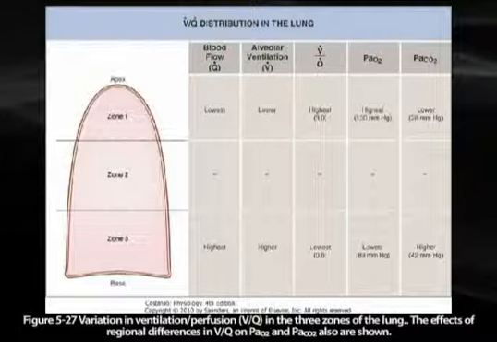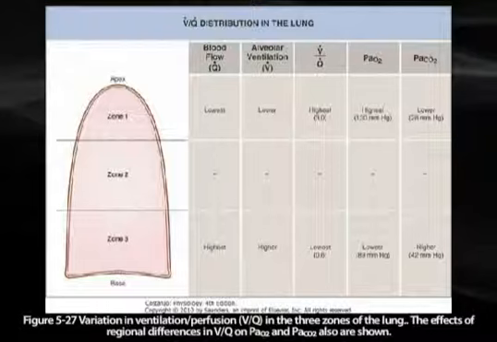In zone 1, we've got the least blood flow, remember, because of the hydrostatic effects of gravity. We have lower alveolar ventilation, but the changes in alveolar ventilation are not as great over the course of the lung. So the VQ ratio here is highest. Therefore, the arterial O2 is highest and the arterial CO2 is lowest.